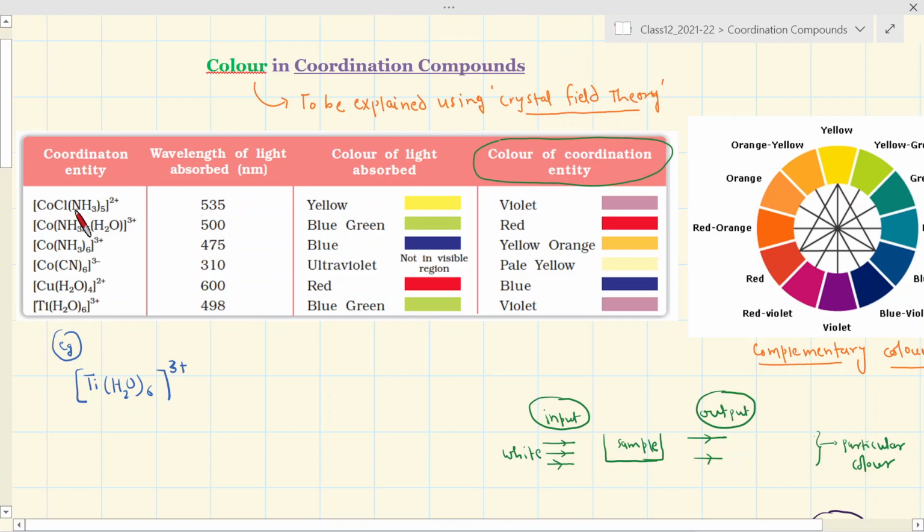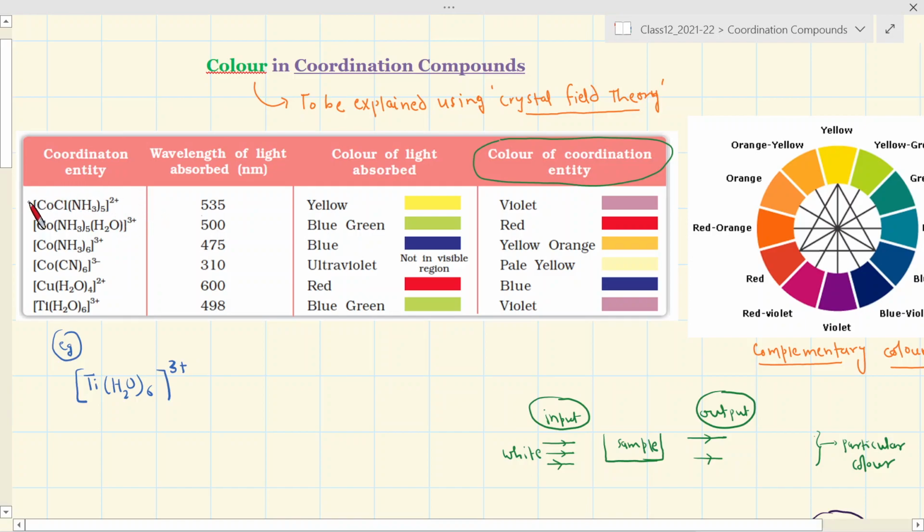So for example, this particular complex compound gives the violet color. With the help of this theory, we shall look later at how this complex exhibits a certain electronic transition in the d orbital, and absorbs 535 nanometer wavelength, which is yellow color. When it absorbs yellow color from the white light, the remaining wavelengths together give an impression of violet color. This violet color is the complementary color to the color that has been absorbed by this complex compound.